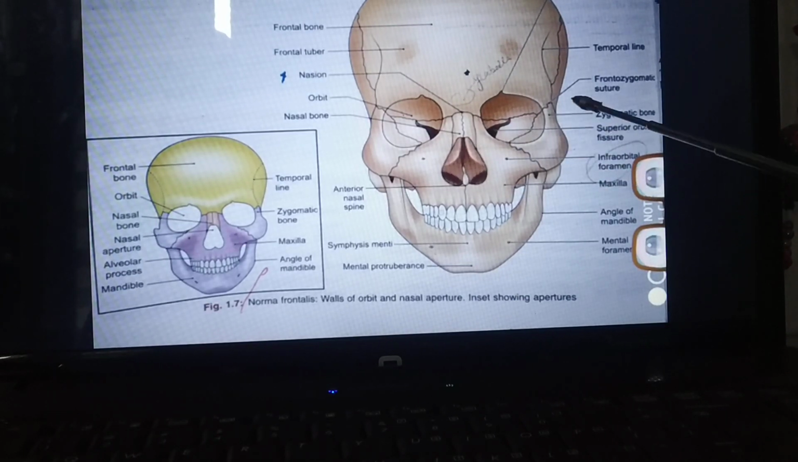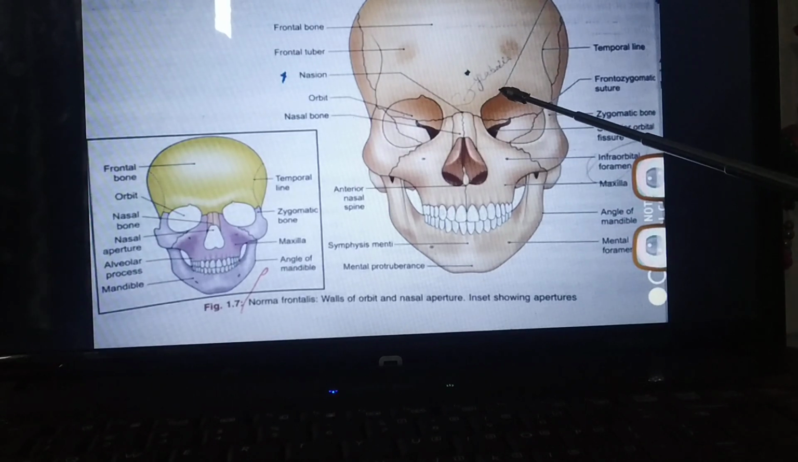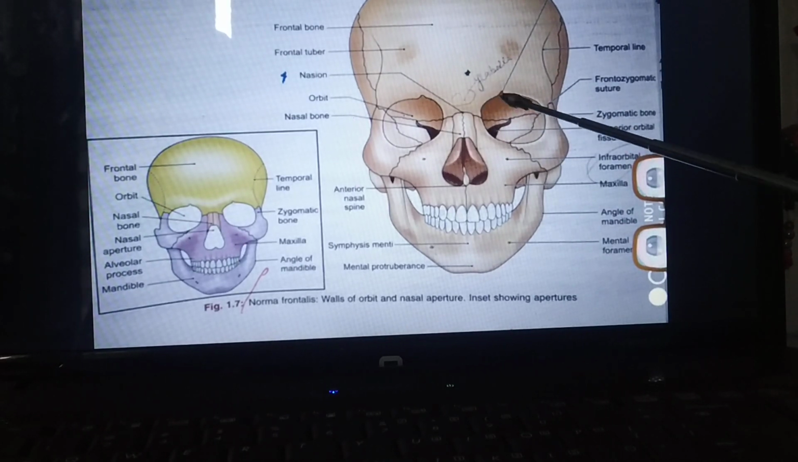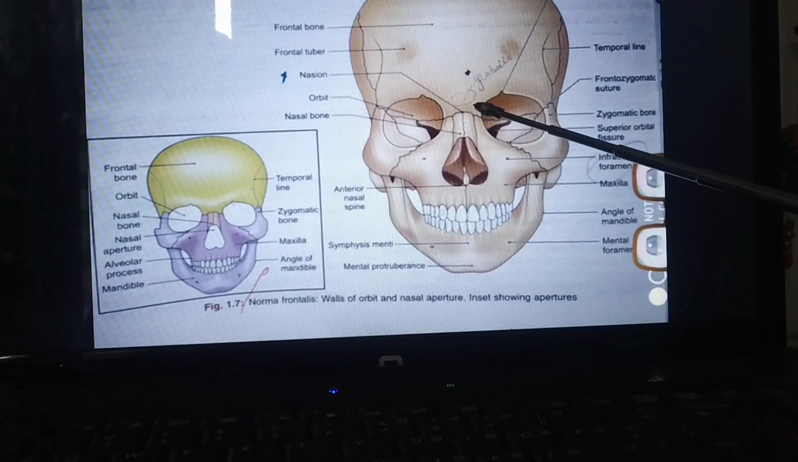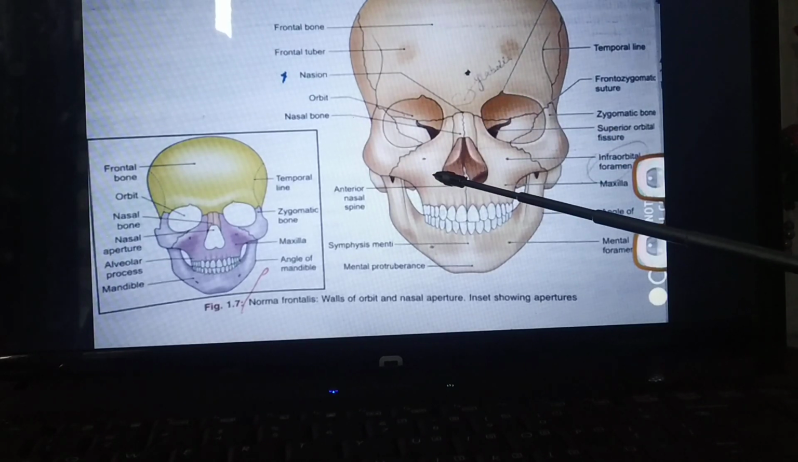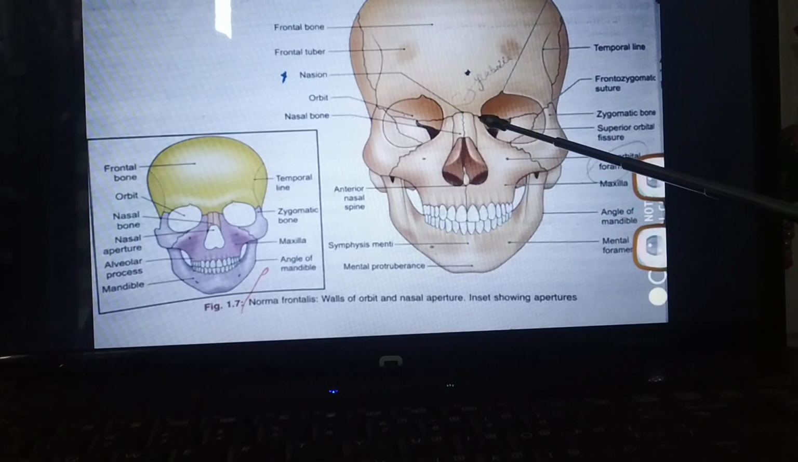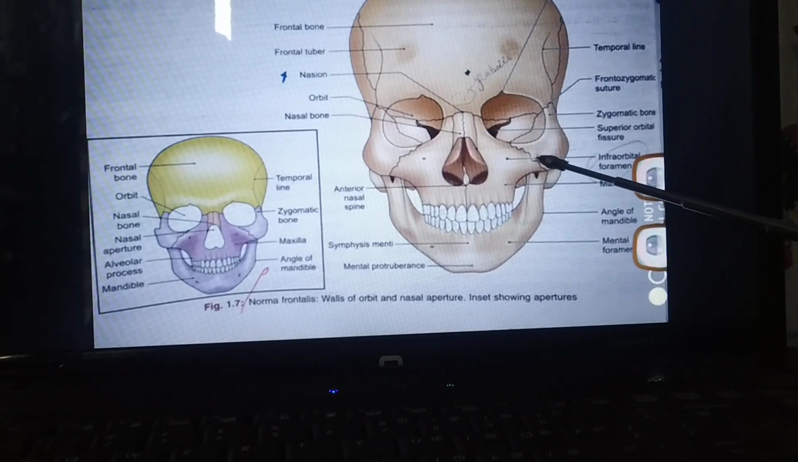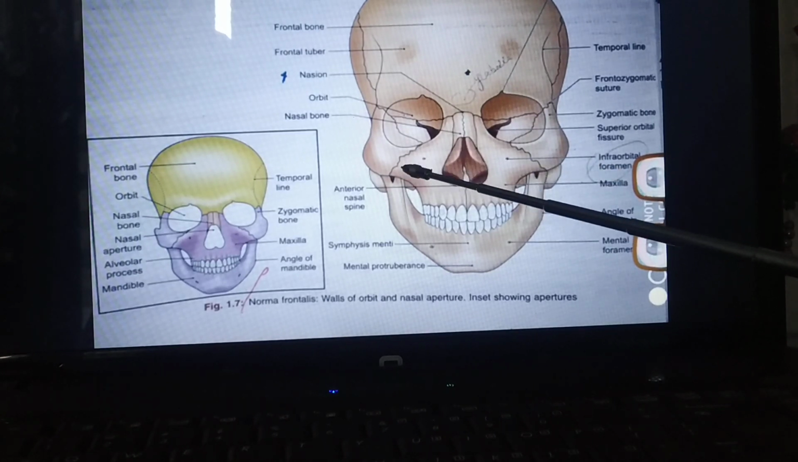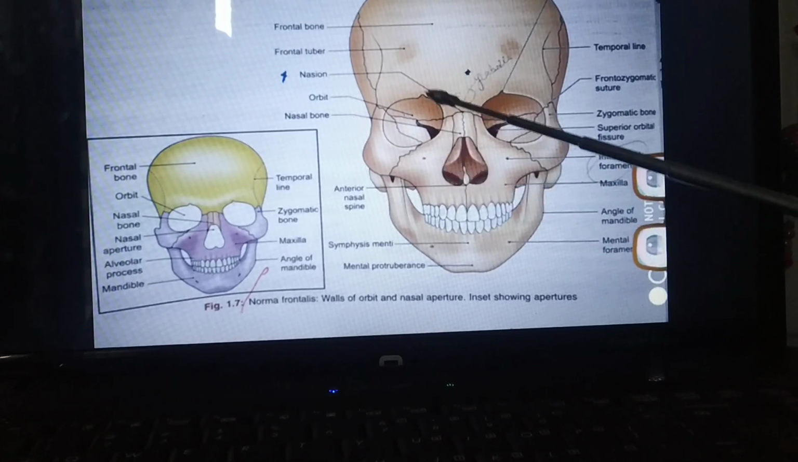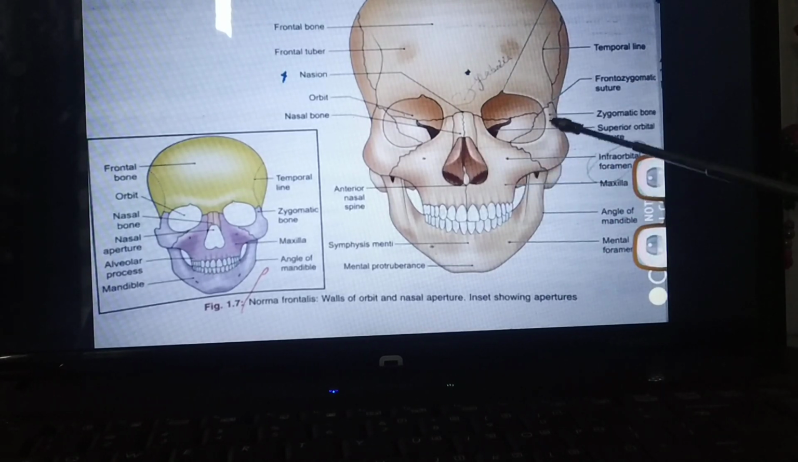Then when we see these sutures, what are they? See, when you read this, try to interlink them. There are sutures. When two bones meet, that point is called a suture. For example, here this is a suture, two bones meeting over here. This is a suture. These are all sutures. Where two bones meet, that's a suture.